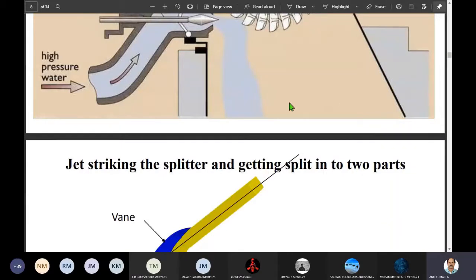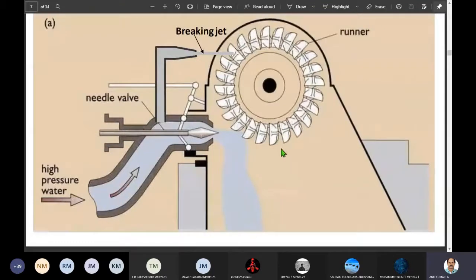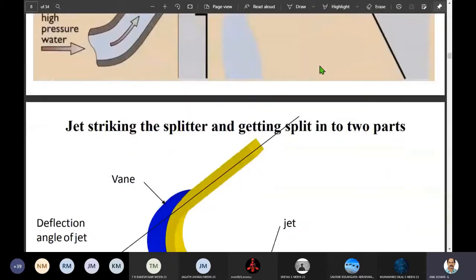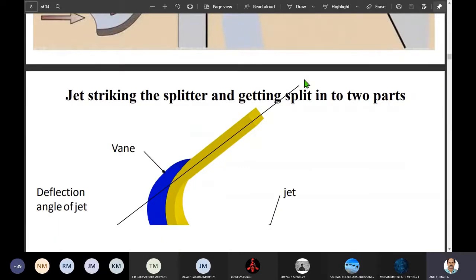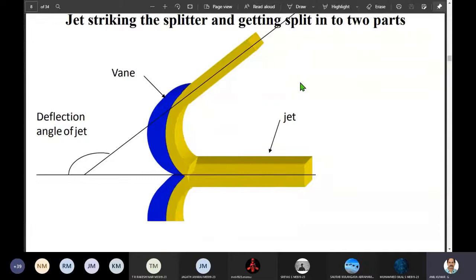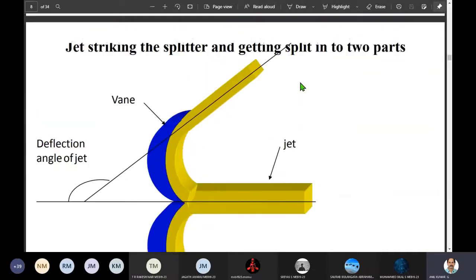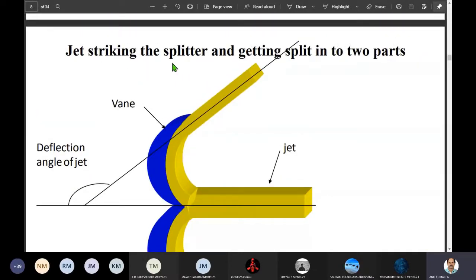Now, tail race and head race. The water level in the dam is called the head race, and the water level in the place where water is discharged from the turbine after extracting energy is called the tail race. The vertical distance from the head race to the tail race will be the gross head available. And now this is a symbolic representation, a jet of water striking the splitter.